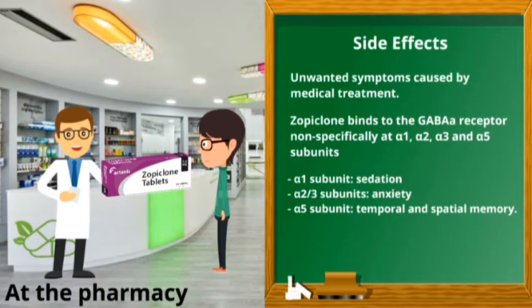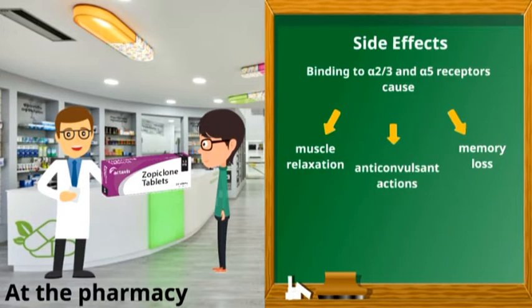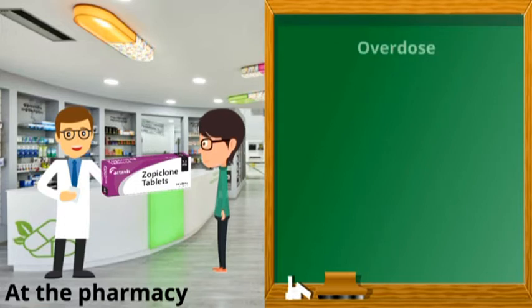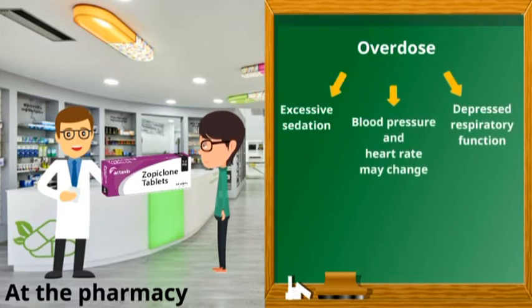In this case, the alpha 1 subunit receptor is the intended receptor, whereas the alpha 2 and 3 and alpha 5 are the unintended receptors. However, even though the alpha 1 subunit is the correct receptor, when taking an overdose of zopiclone, it may present with excessive sedation and depressed respiratory function, which may progress to a coma and possibly death.